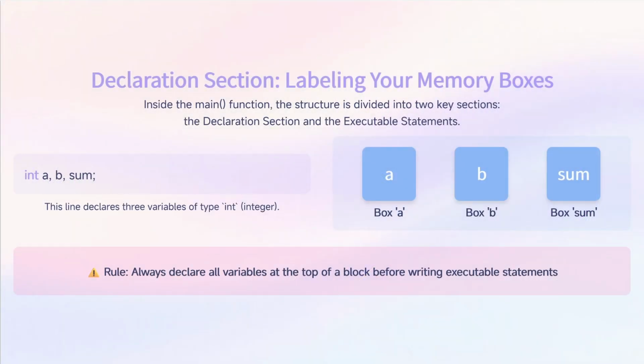Inside the main() function, the structure is divided into two sections, the declaration section and the executable statements section. The declaration section reserves labeled memory boxes for variables. Here, int a, b, sum; declares three integer variables. Then the logic section actually performs tasks like assigning values, calculating, and printing results. Rule: always declare all variables at the top of a block before writing executable statements.